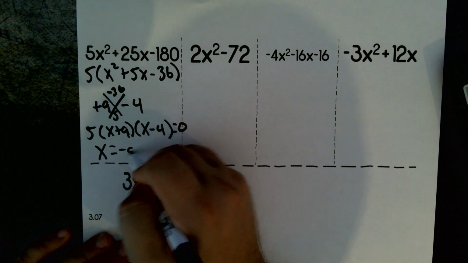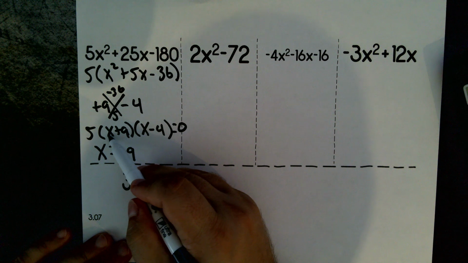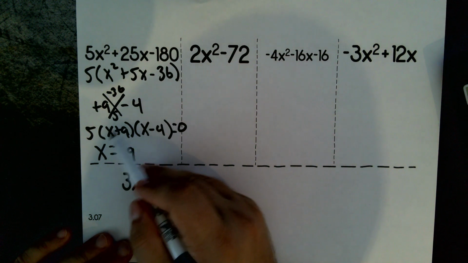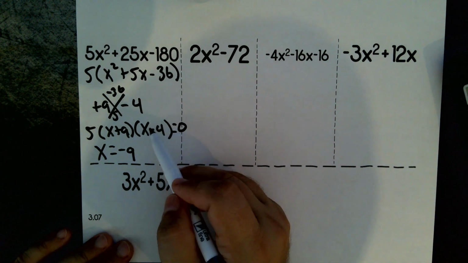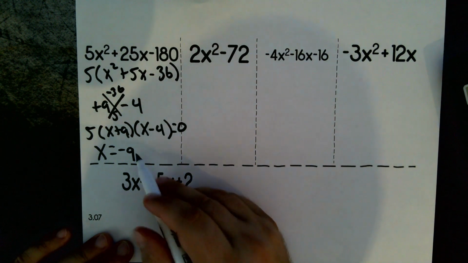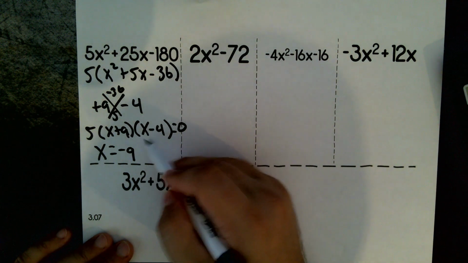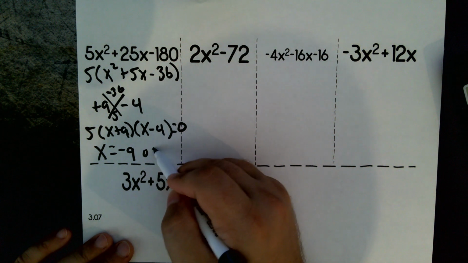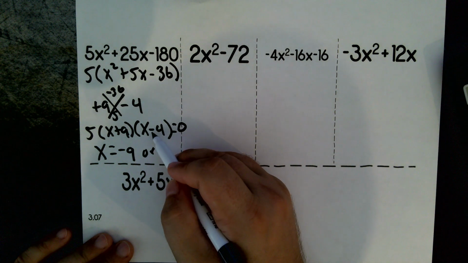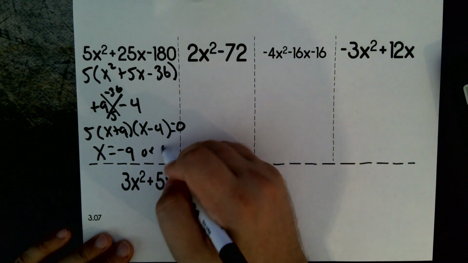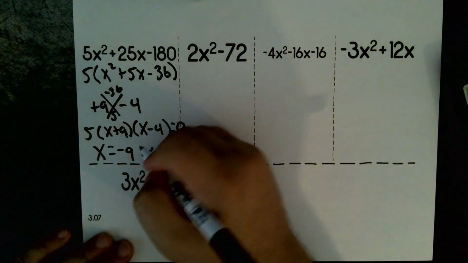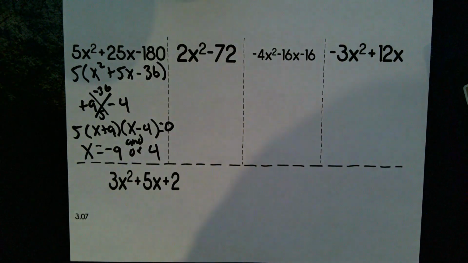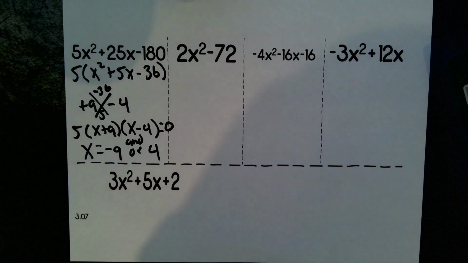Negative 9. So this is a negative 9. We added 9. That would be 0 times 5, which is 0, times this, which would end up being 0 as well. So that's one solution. Our second solution, what would x need to be to make this 0? 4. 4 minus 4 is 0. And I'm going to say and or. It's a quadratic equation. It's going to be two solutions, so one of those solutions.